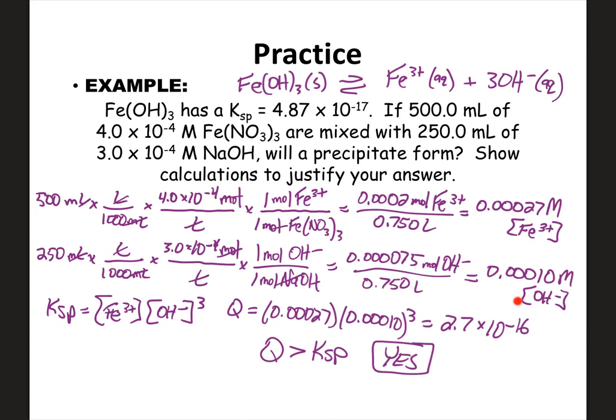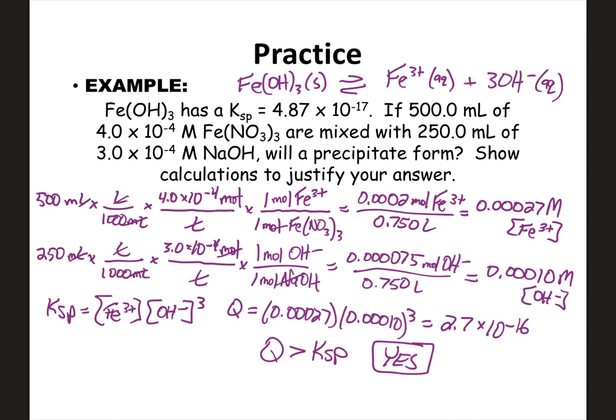Now that we have the concentration of each of the ions in the precipitate, we can plug those concentrations into Q after we write our Ksp expression. So write the Ksp expression here for the dissolving of this compound. Don't forget that the OH- would be cubed here according to the expression. Plug in these concentrations into the Q expression, solve for Q.